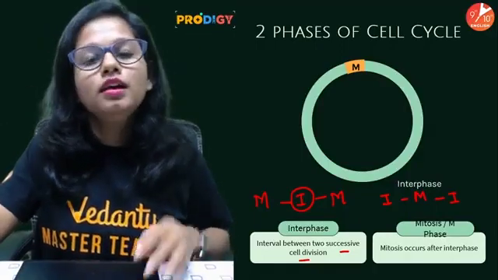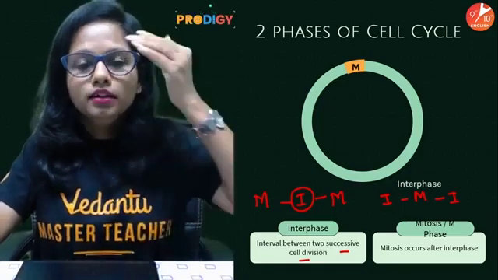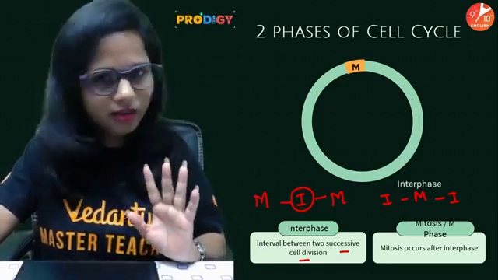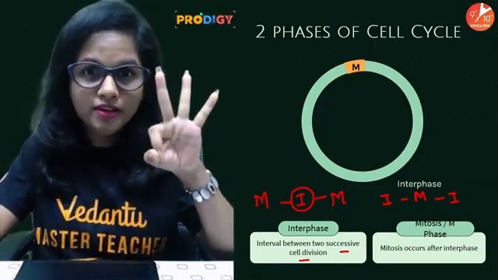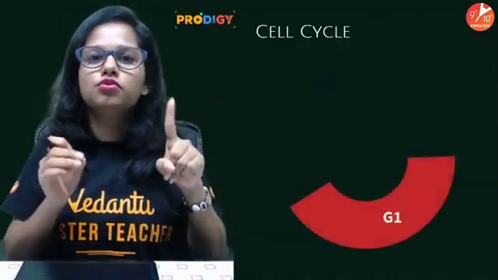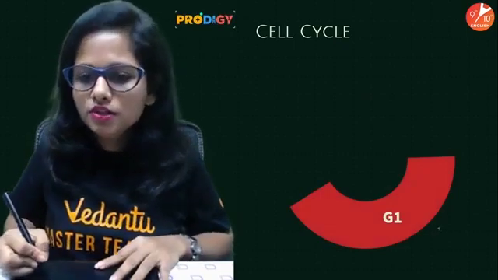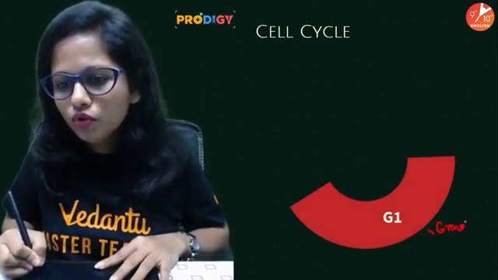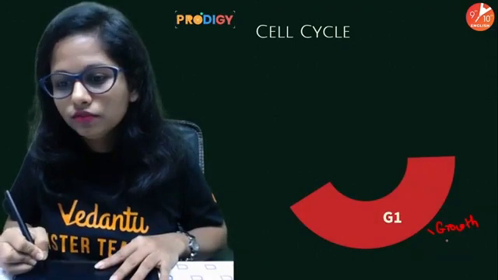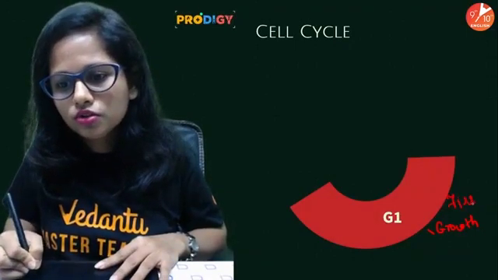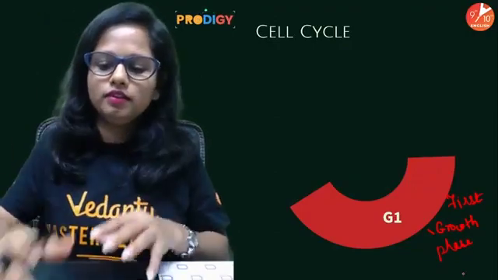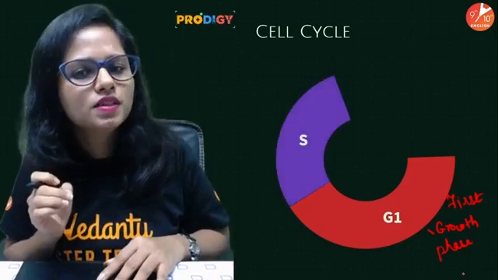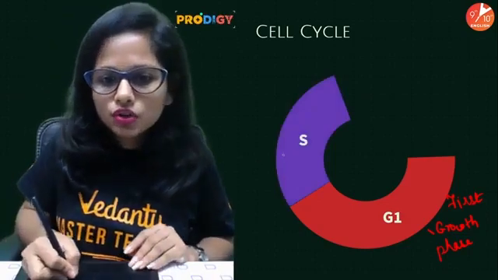Now let's have a look at the different parts of interphase. Interphase is broadly divided into three phases. How many phases? Three phases. The very first phase is the longest of all, which is known as the G1 phase. G1 stands for the growth 1 phase, or the first growth phase. Then it is followed by the S phase. S stands for the synthesis phase.